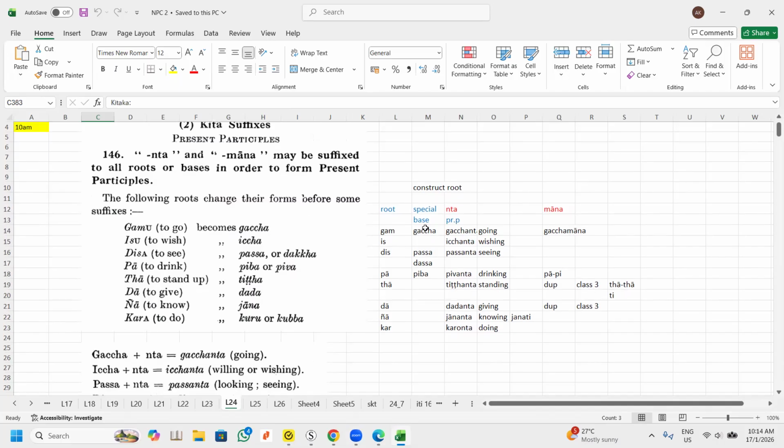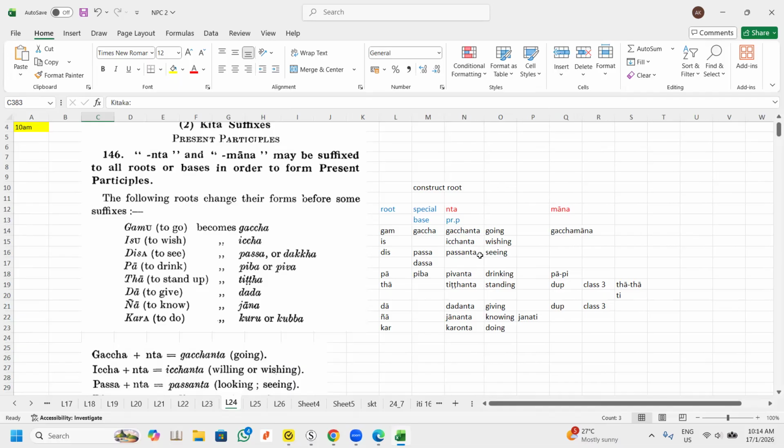Since here I put it under a special base, that means gam plus this is a special base. So the Kita suffix is NTA and MANA. You just have to put it NTA. Then you see the NTA is added. So this one is the base plus the mana. This will form a present participle. So no doubt this one is a base, not directly the root, but it is still classified as primary.